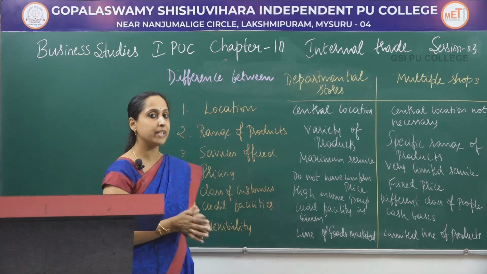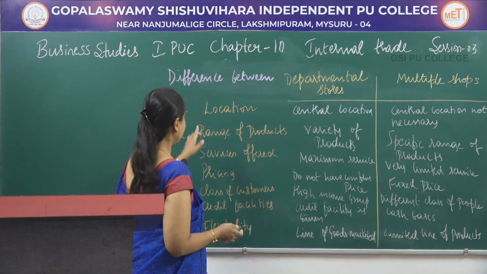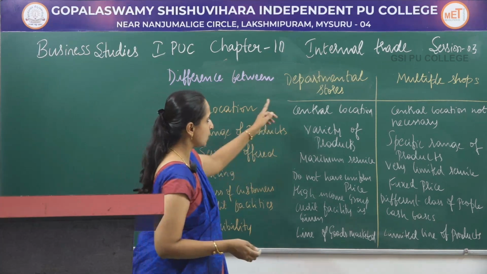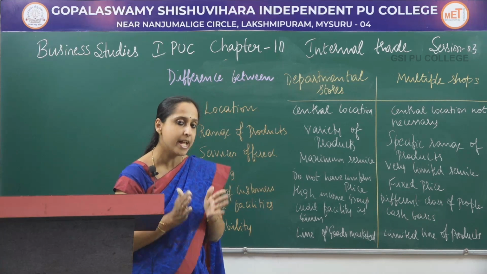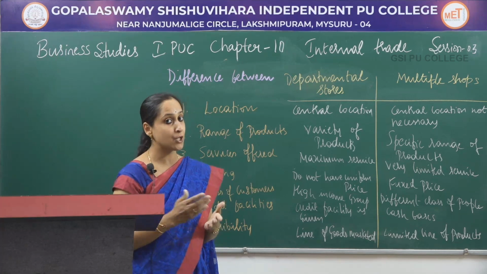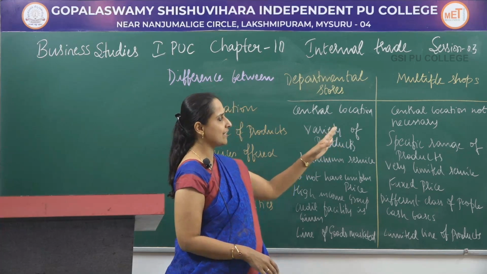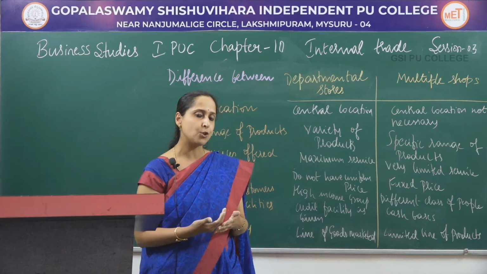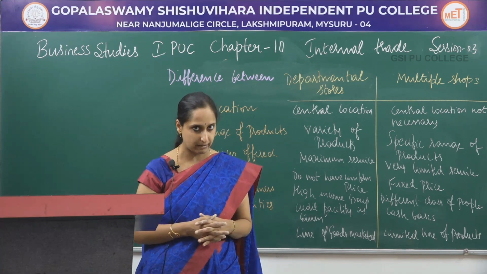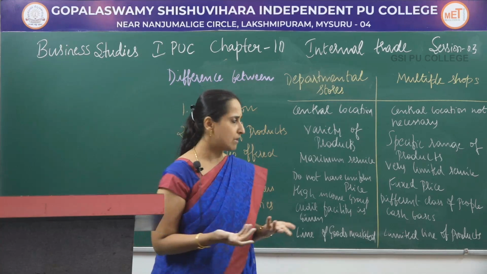Now let us see what are the differences between departmental stores and multiple shops. On the basis of location, departmental stores are located at a central location. Usually you can find departmental stores in a central place where they can attract a large number of people, and multiple shops are not necessarily located in a central place. Usually you can find multiple shops in all areas where they can attract more customers.